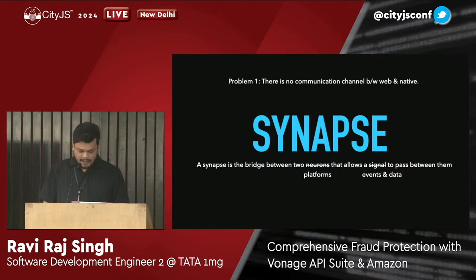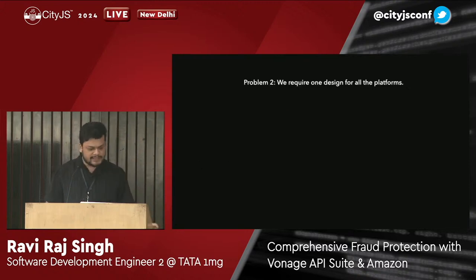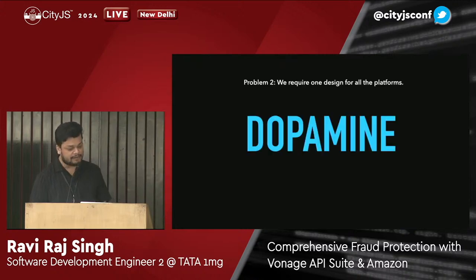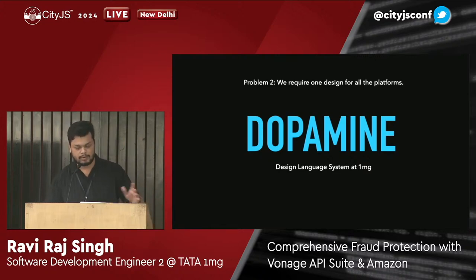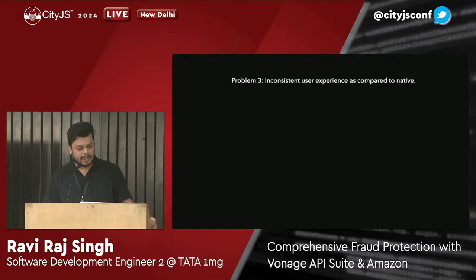Now we'll look at the second problem. We require one design for all the platforms. Luckily, at 1MG, we have Dopamine, our own design system for all the platforms, which solves the inconsistent design problem across the mobile platforms. The third problem we saw is inconsistent user experience as compared to native.